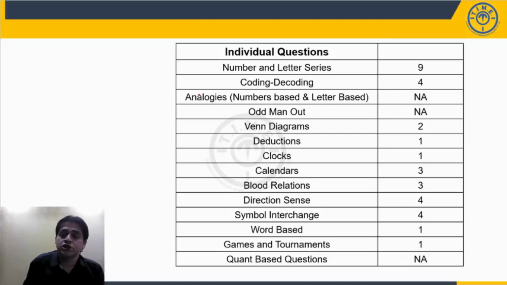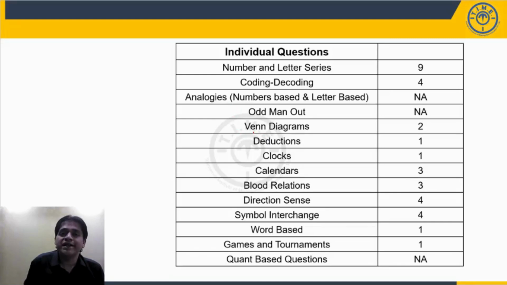There were some analogy questions present, numbers based analogies. There were also letters based analogies. Okay, so those number of questions we don't have available. So whatever number of questions are not known, those are referred to here as NA. There were odd man out questions present.